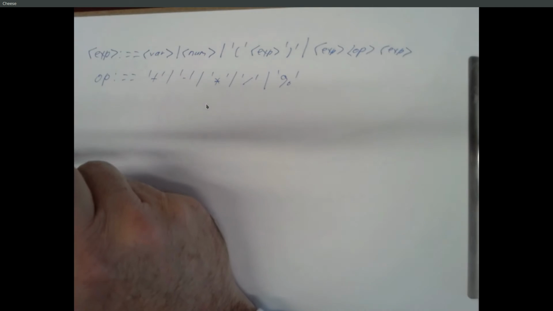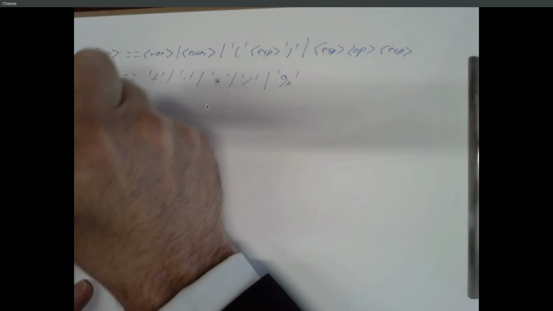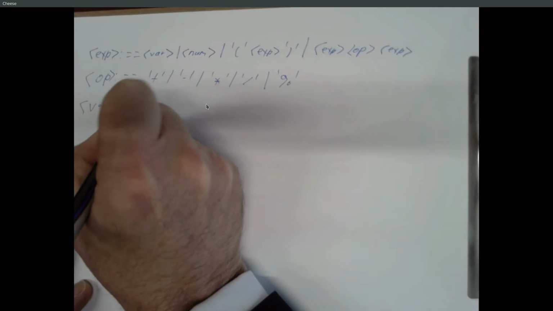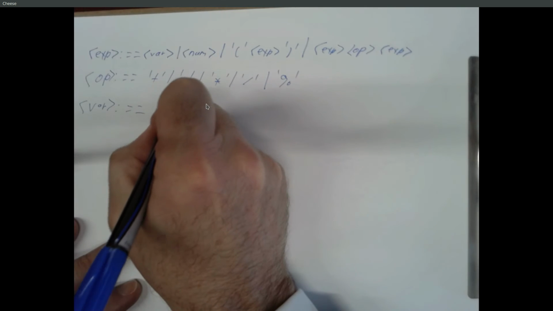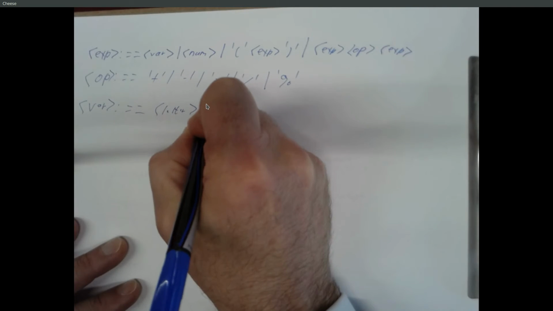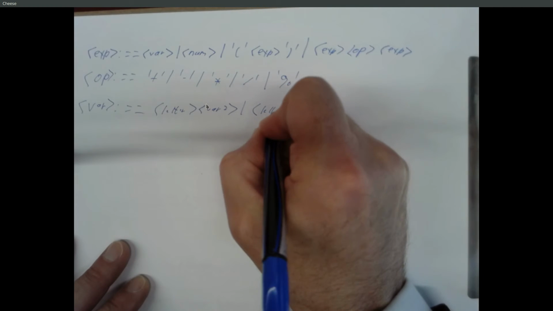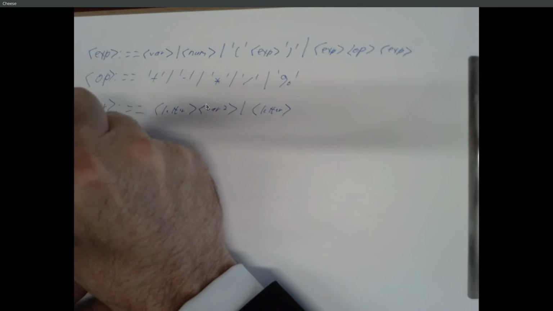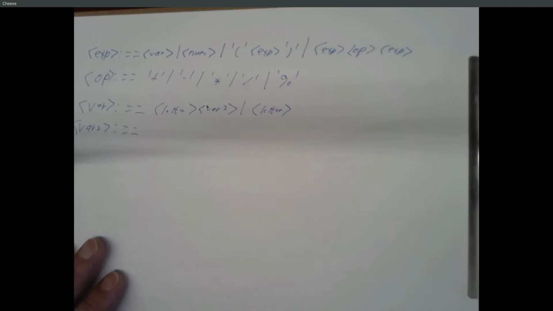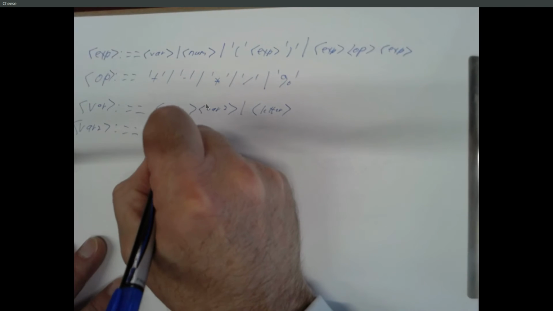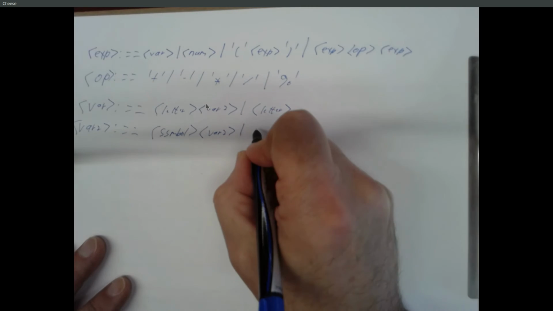And a variable, let me do a simplified version of a variable. It's a letter followed by a variable 2, or it's a letter. And variable 2 is a symbol followed by a variable 2, or just a symbol.